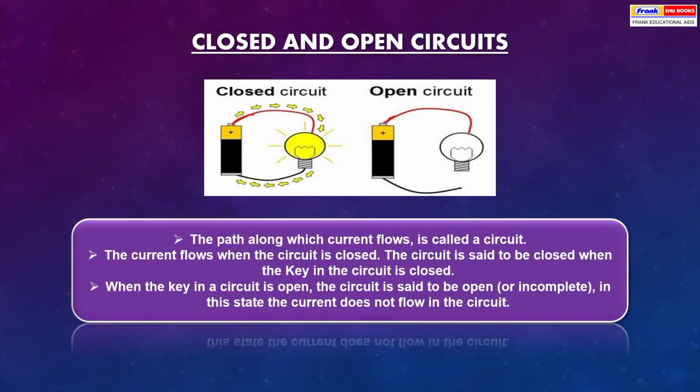The path along which current flows is called a circuit. The current flows when the circuit is closed. The circuit is said to be closed when the key in the circuit is closed. When the key in the circuit is open, the circuit is said to be open, and in this state the current does not flow in the circuit.